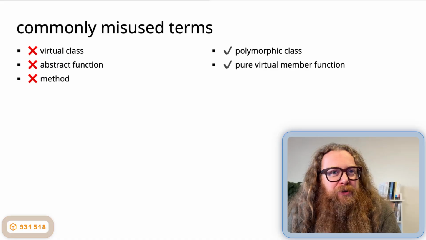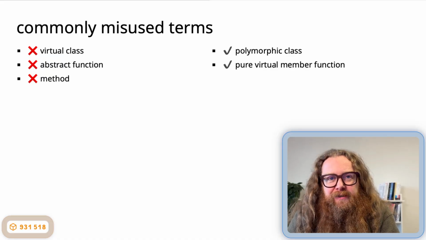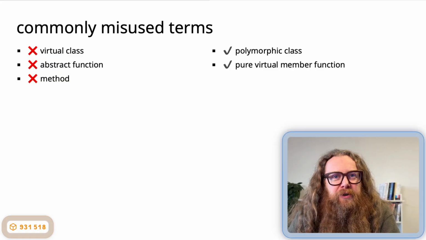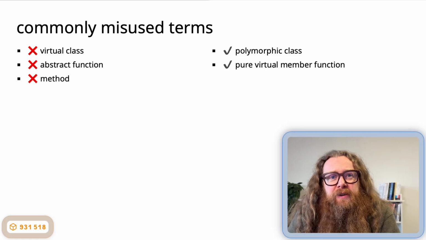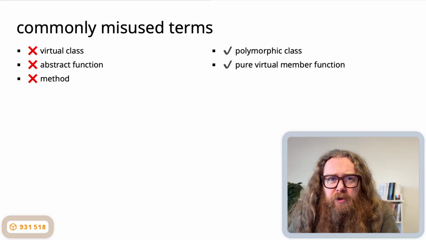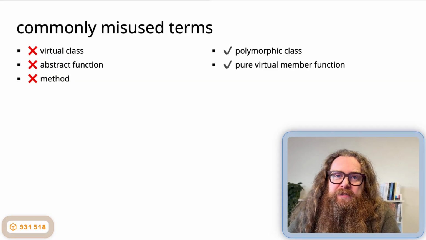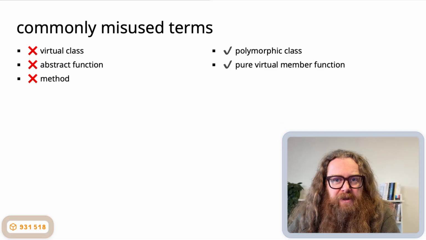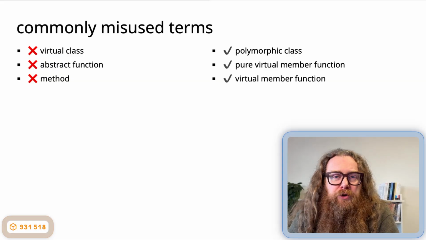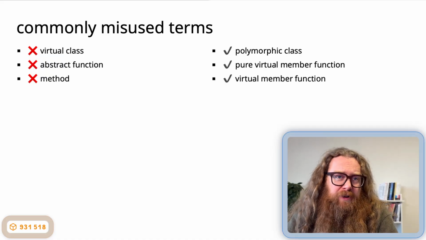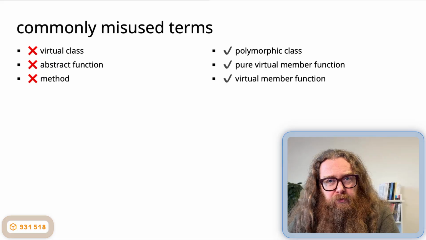Another term that you hear quite often, but it's actually not defined in C++, is the term method. This is a term that comes from other languages like Java or C#. And in those languages, a method is always inside a class. Also, derived classes can override methods. That means the closest thing in C++ would be a virtual member function. So when someone says method, we can guess what they actually mean is a virtual member function.